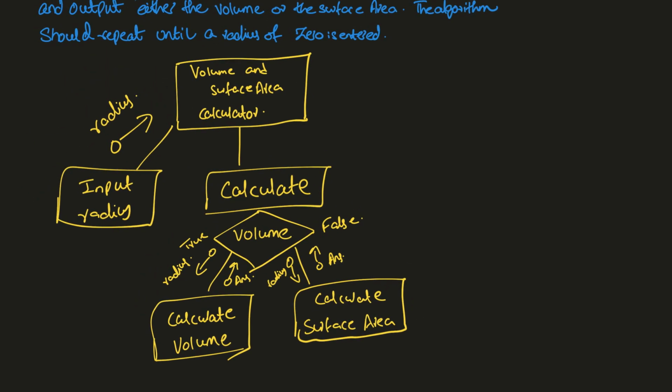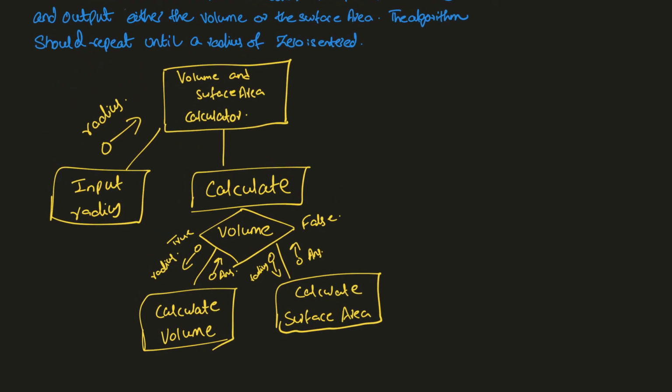What you need to know is that the question asks us to repeat until a radius of 0 is entered. To show repetition, we do this, and we have our radius here. So we showed it this way.